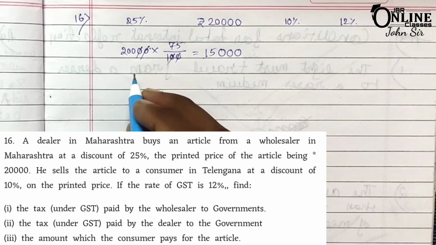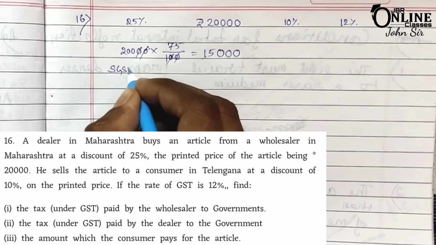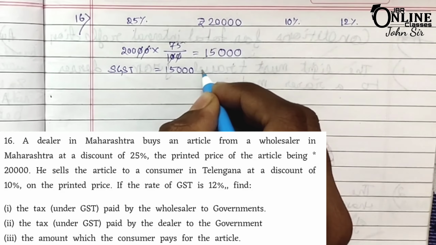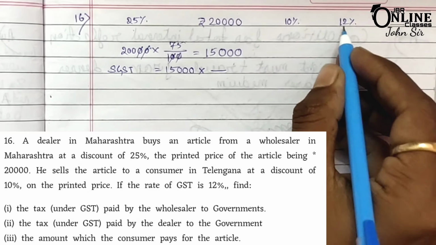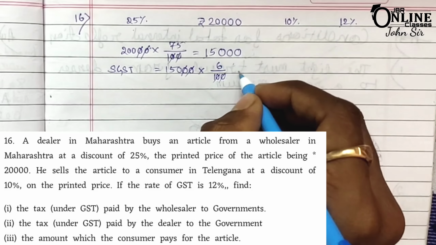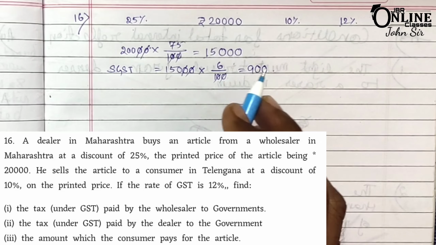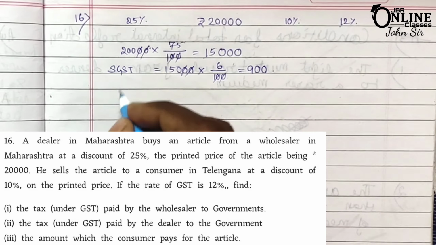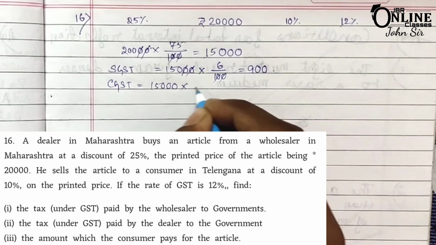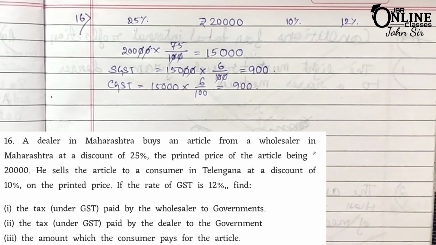So the tax paid by the wholesaler to the government, that is SGST, equals 15,000 into half of GST, that means 6 by 100. So that equals 900. So 900 rupees to the Maharashtra government, that means SGST. CGST will also be 15,000 into 6 by 100, so that also equals 900 rupees.